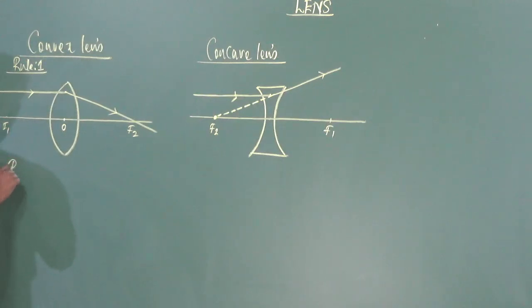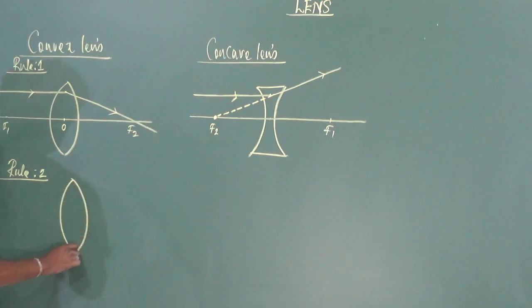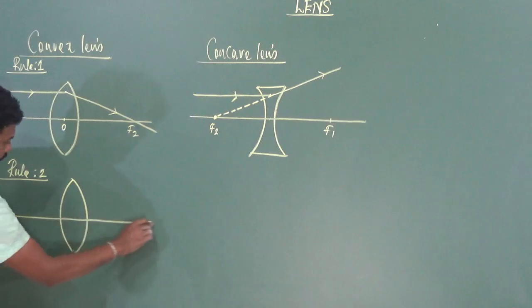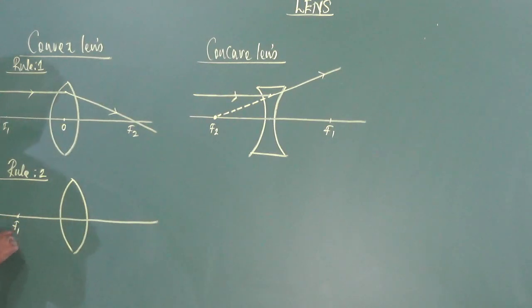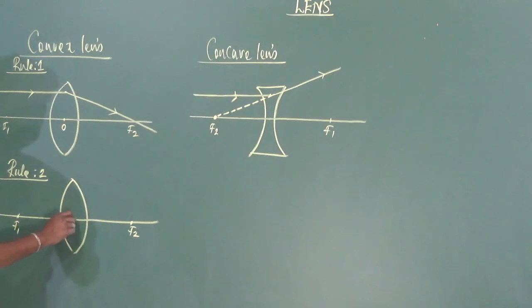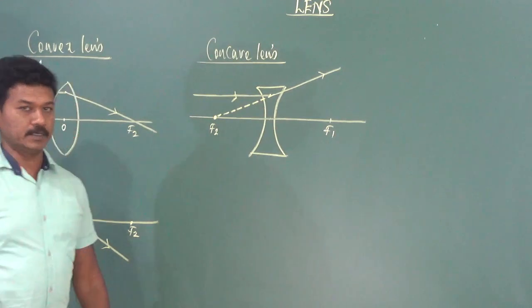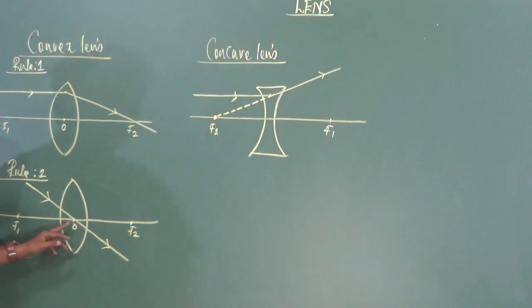So let us get into rule 2, which is very important. Now let us take a convex lens. This is the principal axis passing through the two principal foci, F1 and F2, and the centers of curvature. This is the optic center. If a light ray is traveling directly through the optic center of the lens, the light ray is going to pass out of the lens undeviated. This is very important. In yesterday's class, while defining the optic center of the lens, I had discussed this.